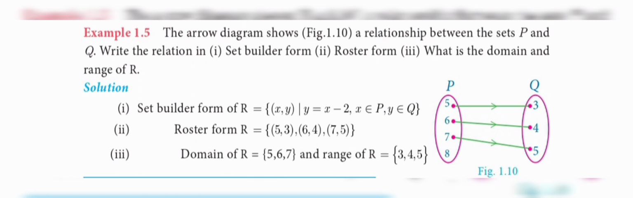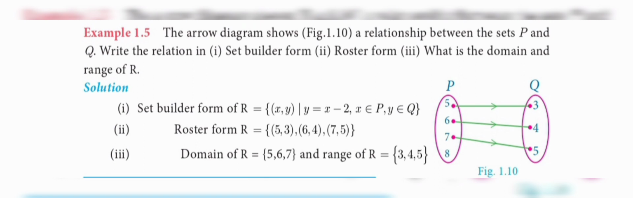Next problem, example 1.5. The arrow diagram, figure 1.10, shows a relationship between P and Q. Write the relation in subdivision 1, set builder form; subdivision 2, roster form; and third subdivision, what is the domain and range of R. So the actual question contains two sets P and Q, and the relationship between these two sets is given in this figure. This arrow diagram represents it.